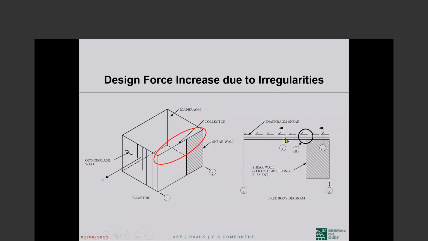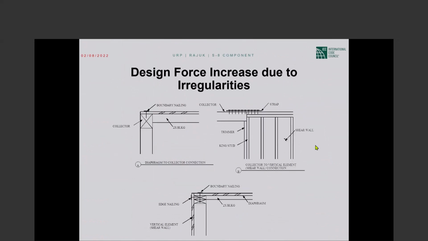So this is the diaphragm to collector connection, A. This is the collector to shear wall connection. I'm sorry, this is diaphragm to collector connection. This is the collector to shear wall connection. And this is the diaphragm to shear wall connection. Okay, are you with me? This is diaphragm to collector connection. This is collector to shear wall connection. And this is the diaphragm to shear wall connection, A, B, and C.